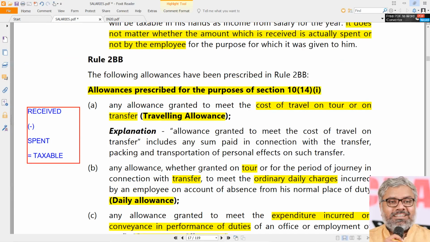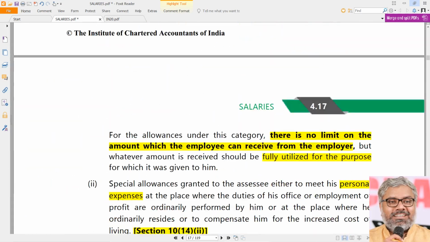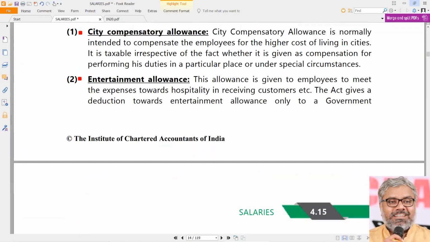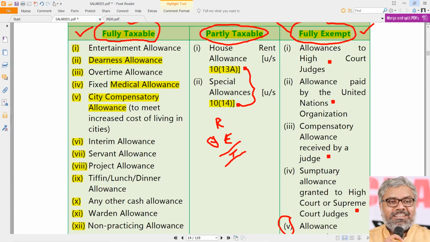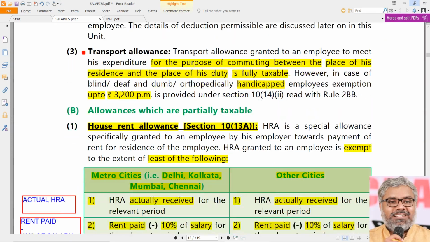You have to write separately what are all fully taxable allowances which we have discussed earlier. You should write them on paper. So first category, fully taxable allowances. What are all those? This list is there. Fully taxable allowances, 13 items are there. You write all of them and remember those names.